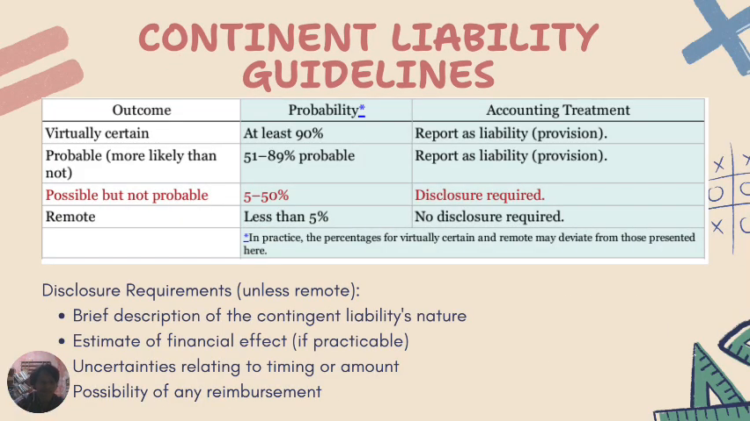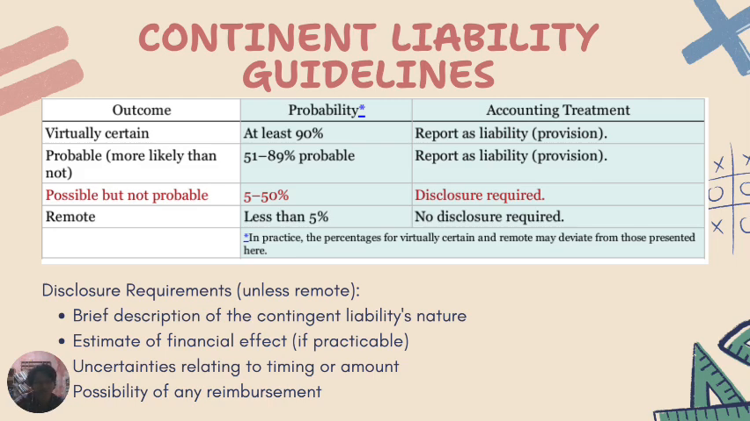Next is the contingent liability guideline. So first, if the outcome is virtually certain, like at least 90% probability, the company records it as a liability or provision. If it is probable, like 51 to 89% probability, the company also records it as a liability.